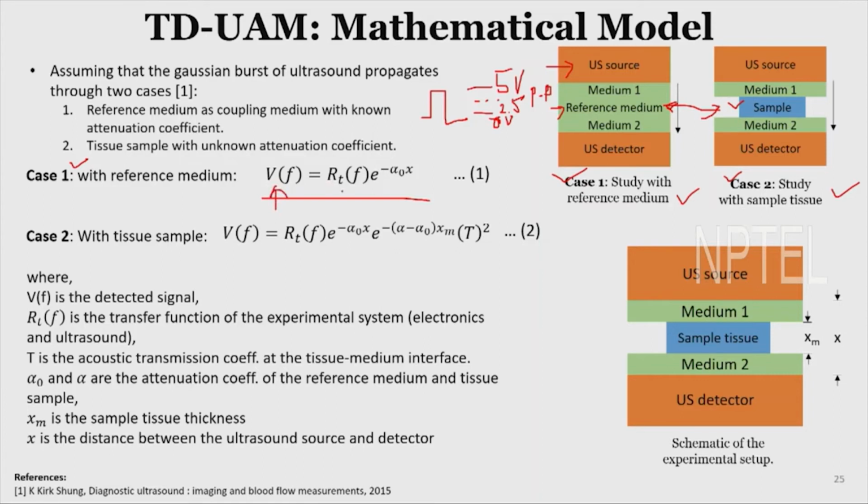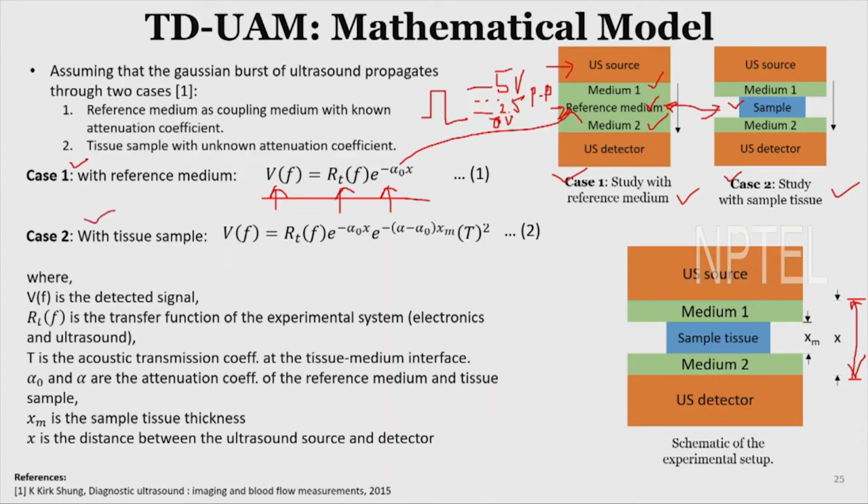This is the detected voltage, as a product of the transfer function of the system and the exponential of minus alpha naught x, where x is the total distance over here. You can see this is the x, the complete distance starting from medium 1, the tissue sample or the reference medium, and medium 2. And alpha naught is the attenuation coefficient of the reference medium. This alpha naught is the same for medium 1, the reference medium, and medium 2.